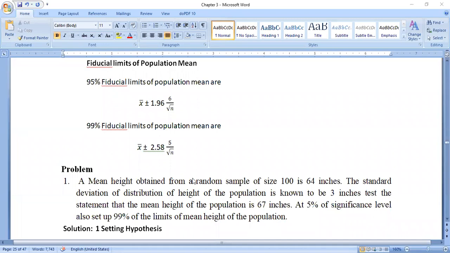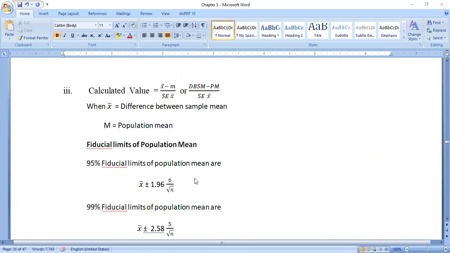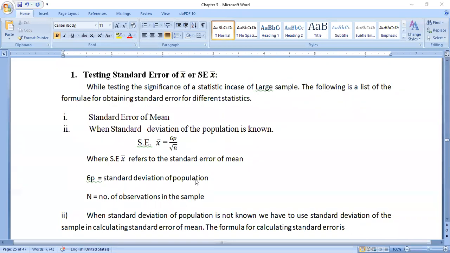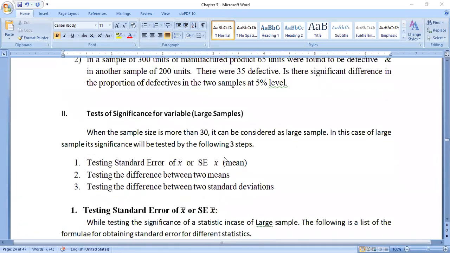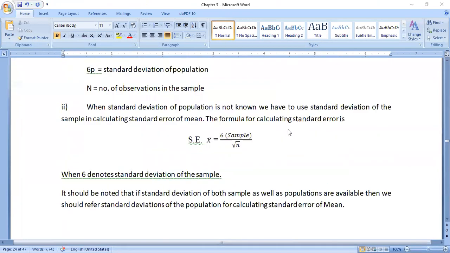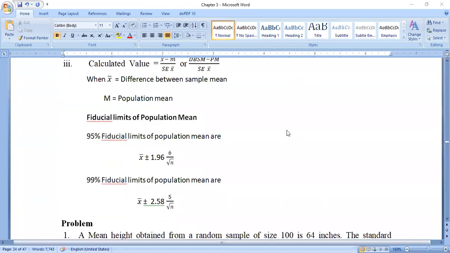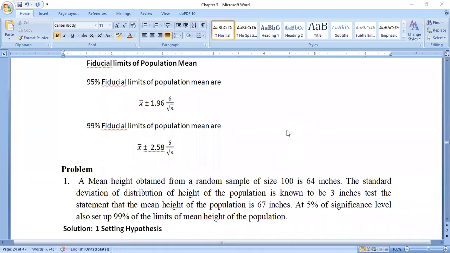This is the problem, and we have first completed it here. In this problem we need to focus on only a few things: the standard deviation of the population, the population mean and the random sample. I think you understood.